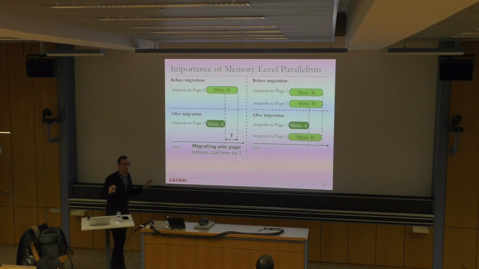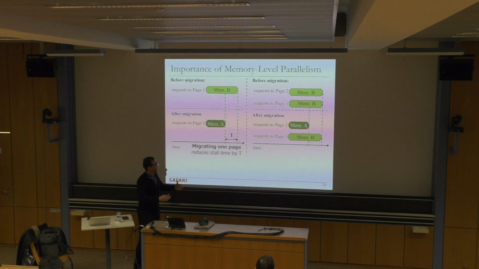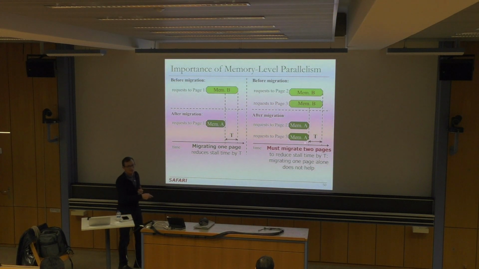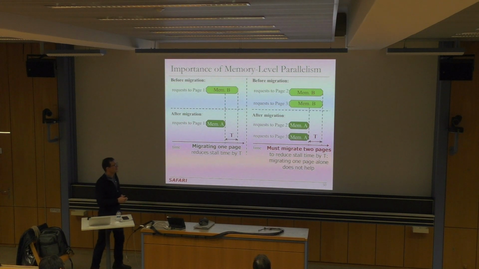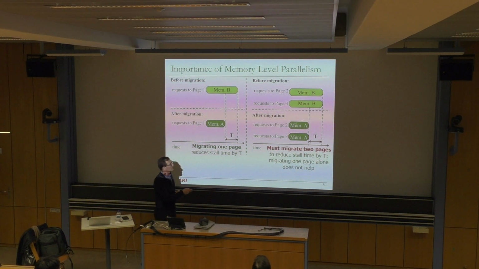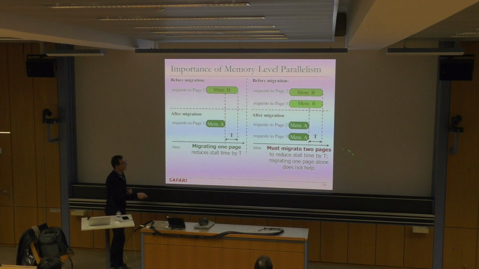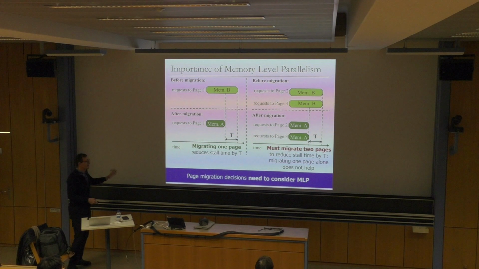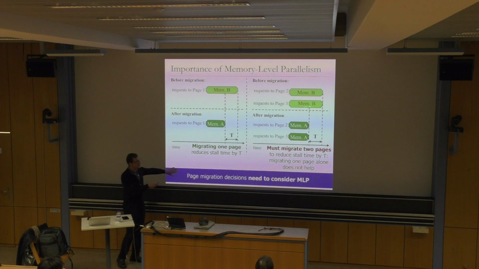This is the curse of memory level parallelism in a sense, right? You need both of the data elements to proceed, and you made one of them faster, but the other is slower, so your performance impact is 0 in the end. That's why you need to be very careful, I think. You really need to migrate 2 pages to reduce the stall time by the same amount over here. That's the idea. That's why I think it's important to understand how your decisions of migration actually help performance. Migrating one page really alone doesn't help in this case. So page migration decisions, for example, need to consider this, the stall time impact of the migration.